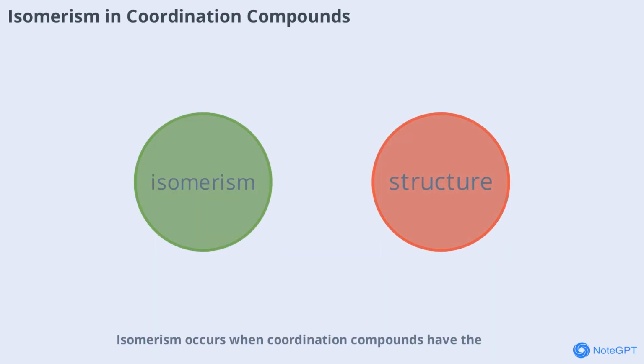Isomerism occurs when coordination compounds have the same formula but different arrangements of atoms. There are two main types, structural isomerism and stereoisomerism. Structural isomers differ in how ligands are connected to the metal, while stereoisomers have the same connections but different spatial arrangements. This phenomenon adds complexity and diversity to coordination chemistry, influencing properties like color, reactivity, and biological activity.